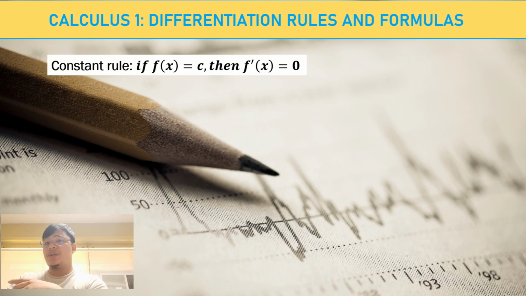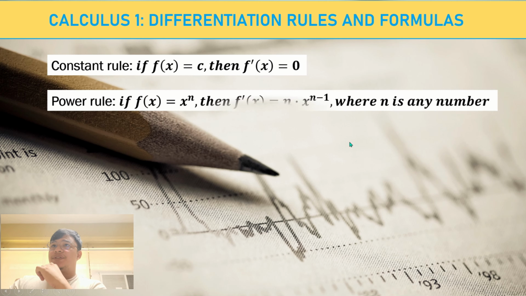Of course, take note, in our previous discussion we mentioned that the first derivative simply means the rate of change. Well, if it's constant, then that means it's not changing anymore. So definitely, its rate of change is 0. Okay? So, gets ba? Gets na yan. Alright, so let's have the second rule in differentiation.